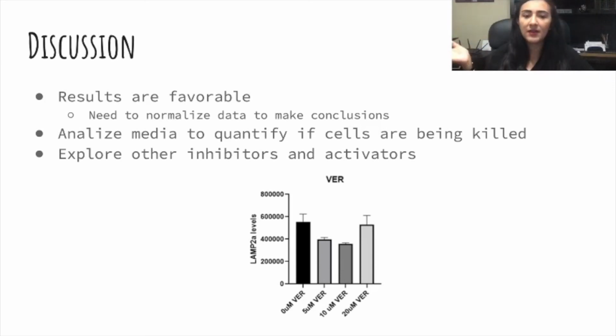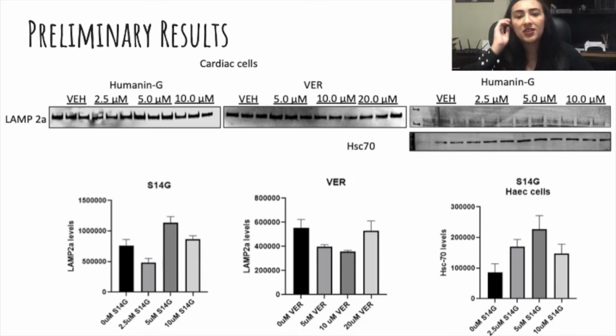However, we need to normalize our data to actually make any conclusions. As you can see, there are some curvatures in our image. That just means that there was some error in the loading, so I might have made a mistake when loading the gels, which tells you that when we normalize the data, this might say that we actually didn't get any data, which will suck, but it's okay, it's just science.